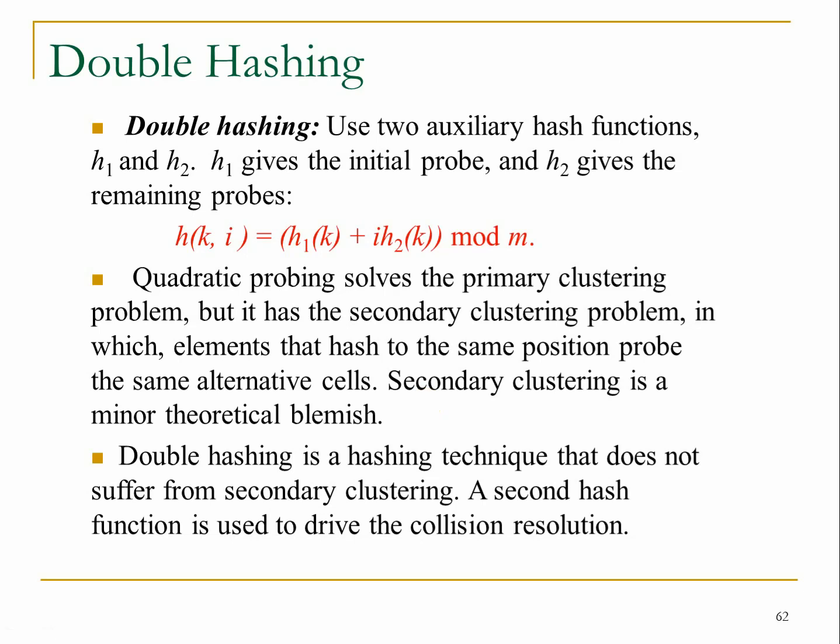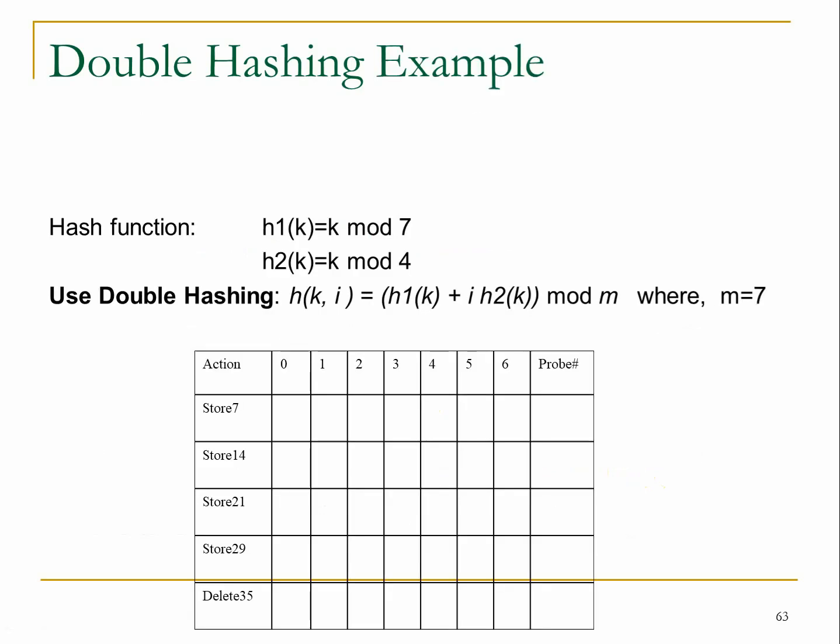And therefore, double hashing is a hash technique that does not suffer from the secondary cluster. By using a second hash function applied on the values, it will generate different results for every single item that hits the same home position. Let's take a look at this using an example.